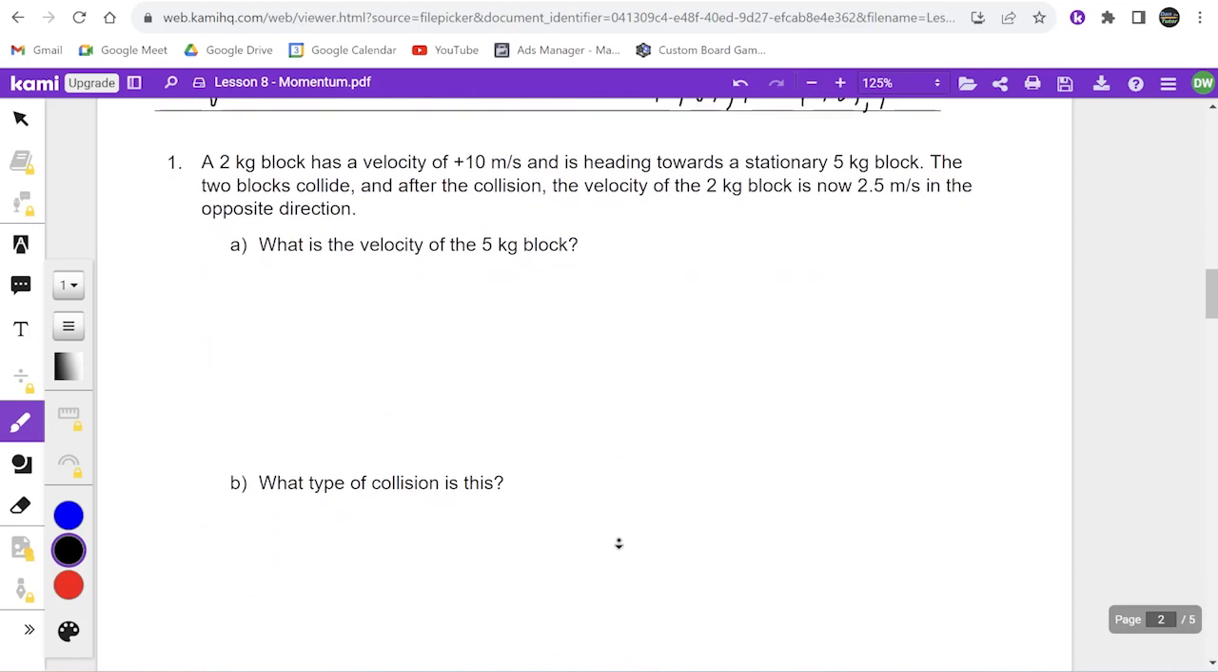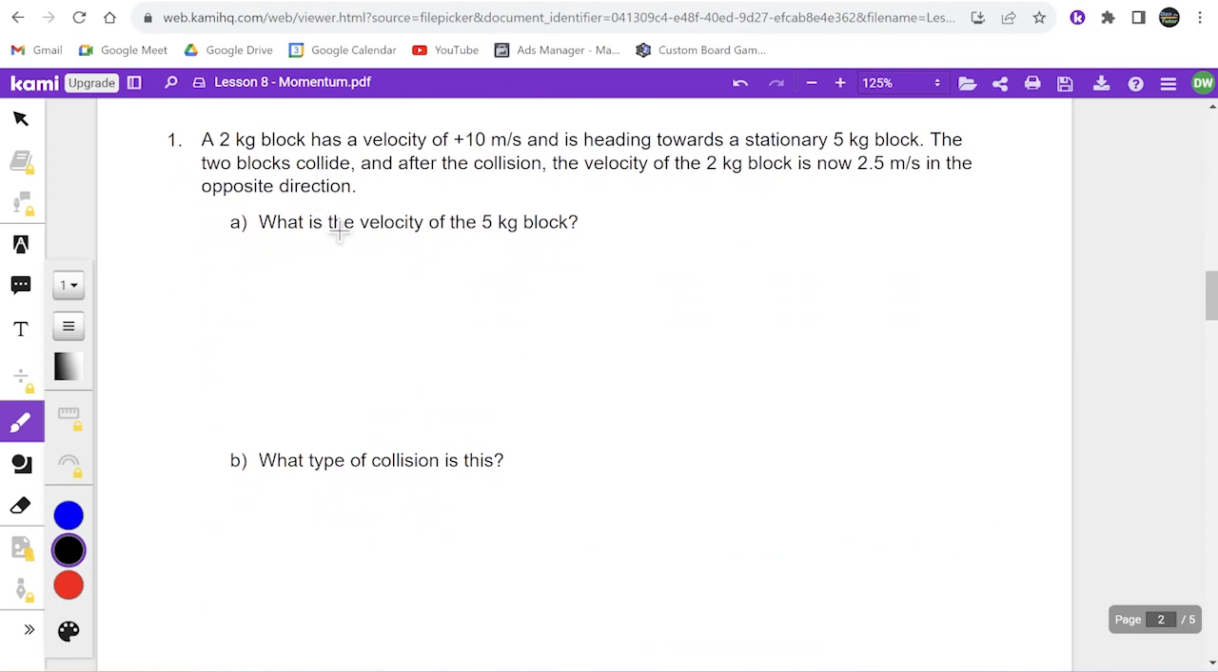A 2 kilogram block has a velocity of 10 meters per second and is heading towards a stationary 5 kilogram block. The two blocks collide, and after the collision, the velocity of the 2 kilogram block is now 2.5 meters per second in the opposite direction. What is the velocity of the 5 kilogram block? I love drawing pictures for momentum problems. I think it'd be silly not to.